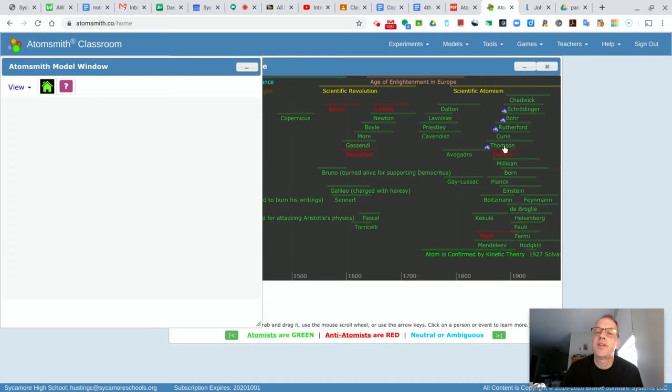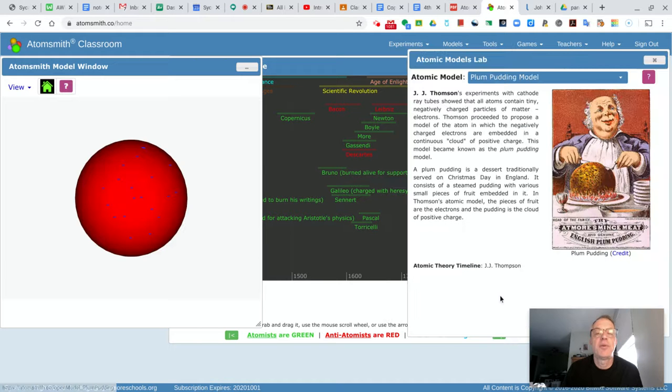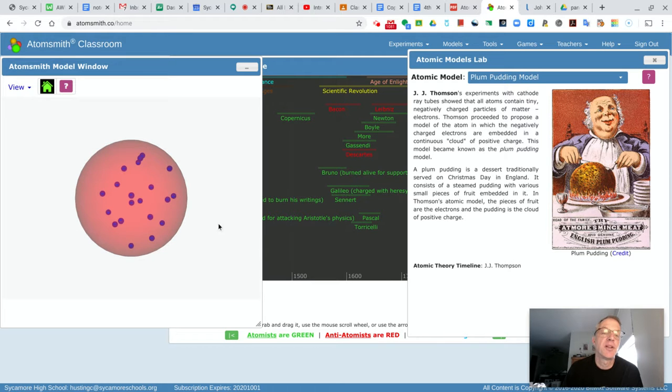Now, it should be said that Thomson was kind of an important guy, and the plum pudding model was like this. And so he said, look, the plum pudding model, this whole thing right here is basically a giant blob of pudding, like a positive charge. And these are these tiny little negative charges. And that's how he got the plum pudding model.